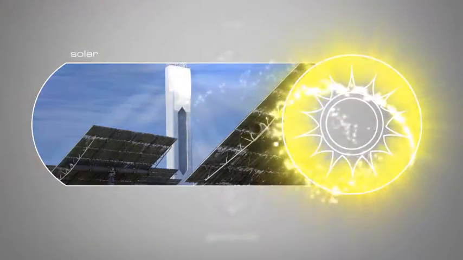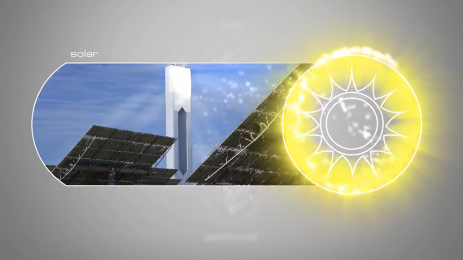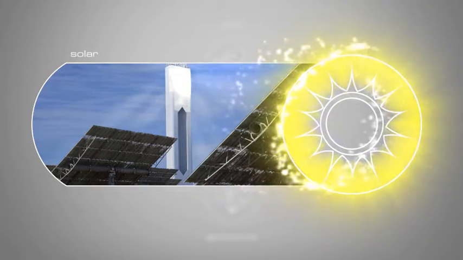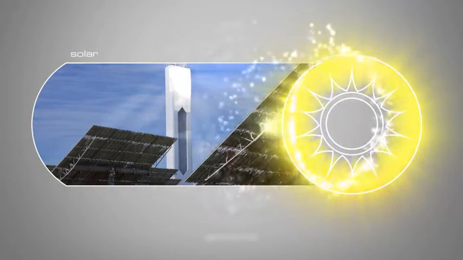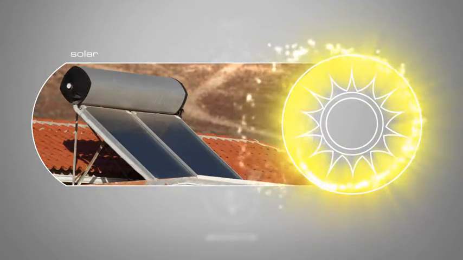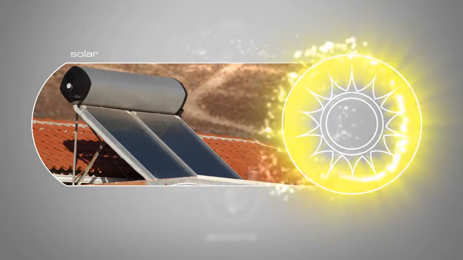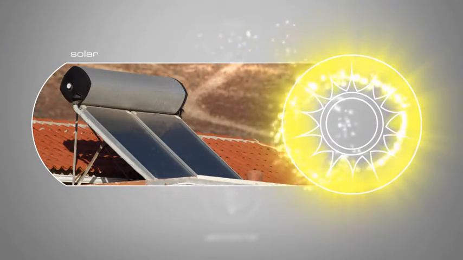Concentrated solar power systems use lenses or mirrors and tracking systems to focus a large area of sunlight into a small beam. Solar thermal technologies can be used for water heating, space cooling, and process heat generation.